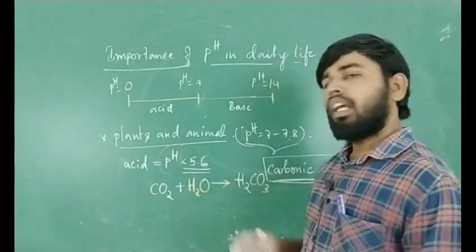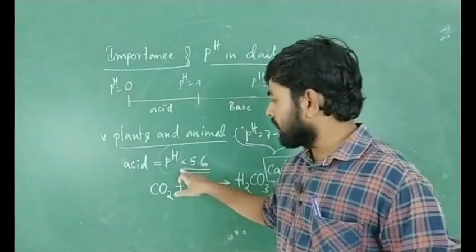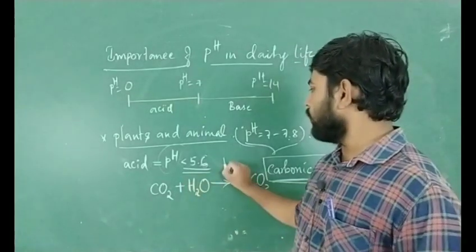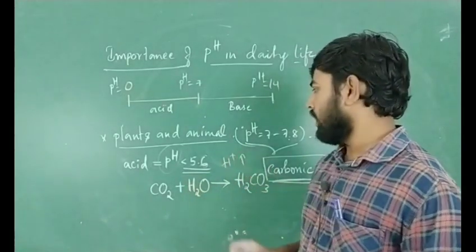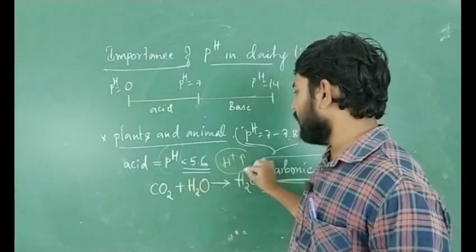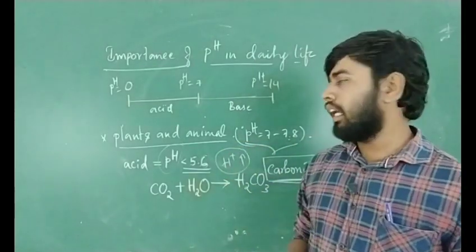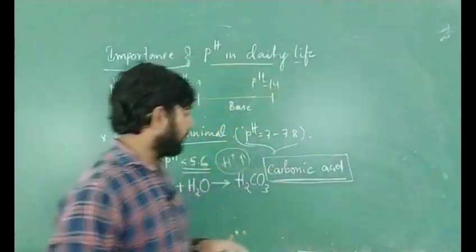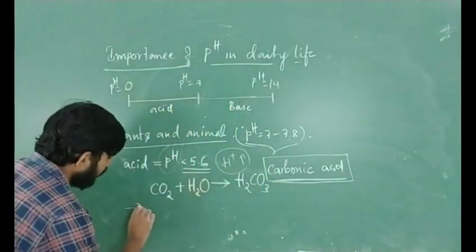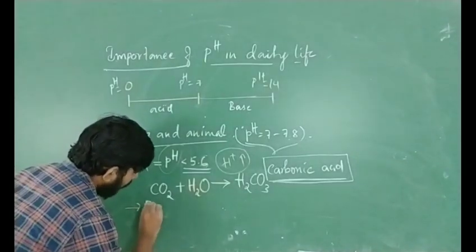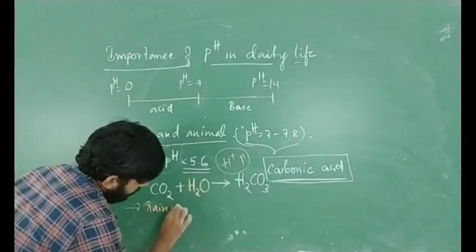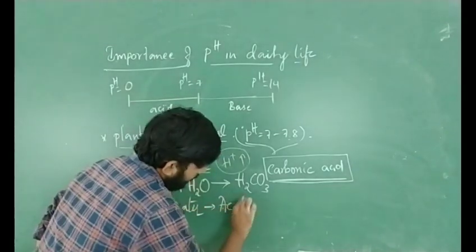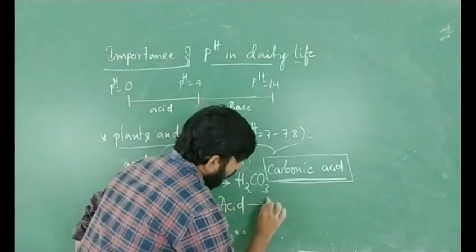In that case, pH decreases to 5.6 or below 5.6. What happens? The H+ ion concentration increases. If there are more H+ ions, then the effect will be more as an acid. This is the condition when rainwater becomes acid rain. If the rainwater becomes an acid, it reaches the water bodies.